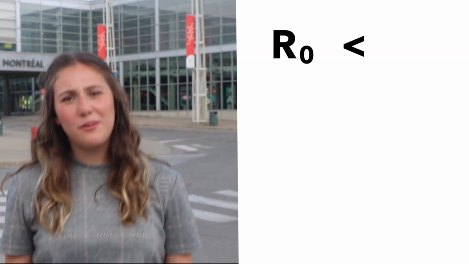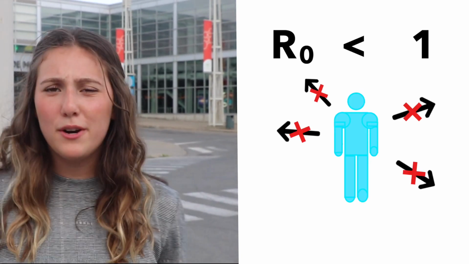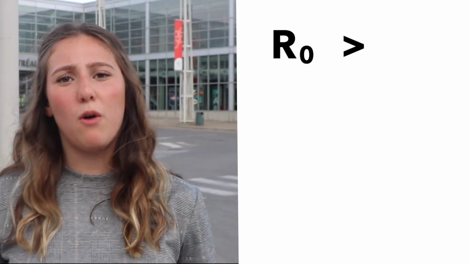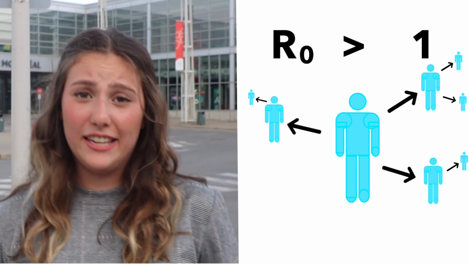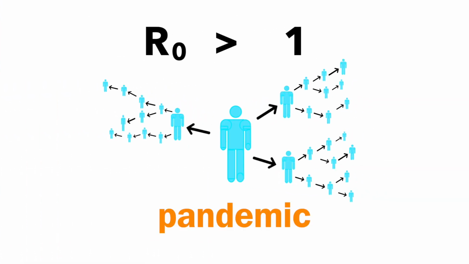If R0 is less than 1, this means that each infected individual is, on average, not producing any new infections. The disease is not spreading. But if R0 is greater than 1, each infection is producing at least 1 or more new infections, leading to exponential growth of the disease, a pandemic.